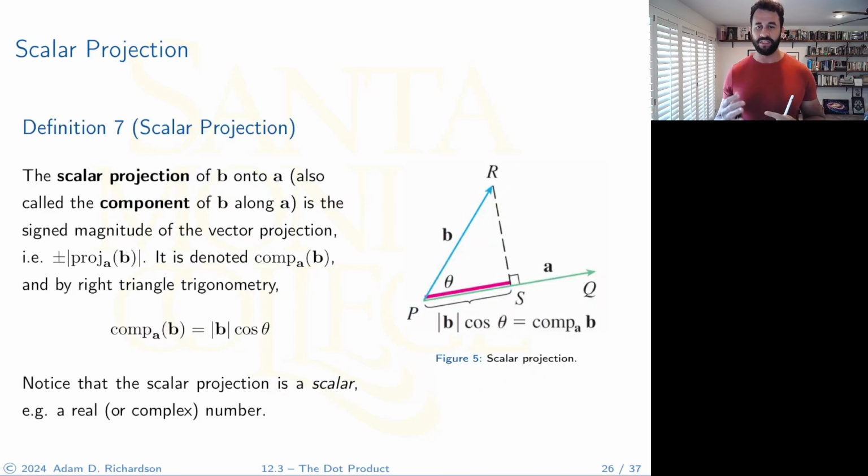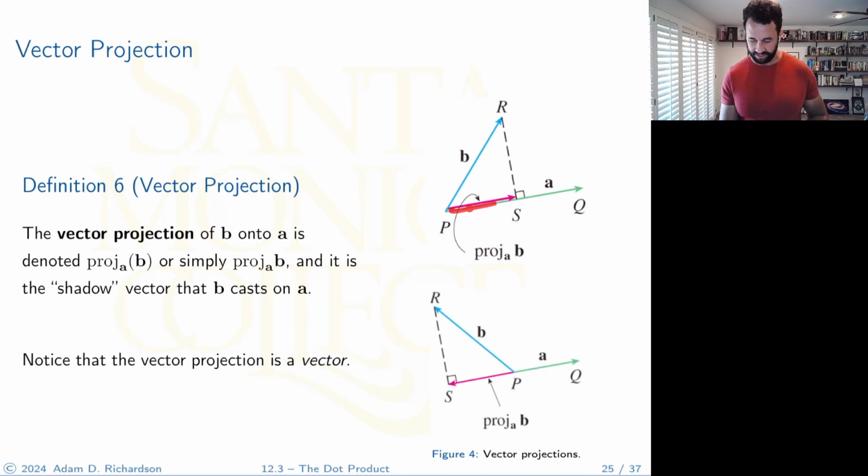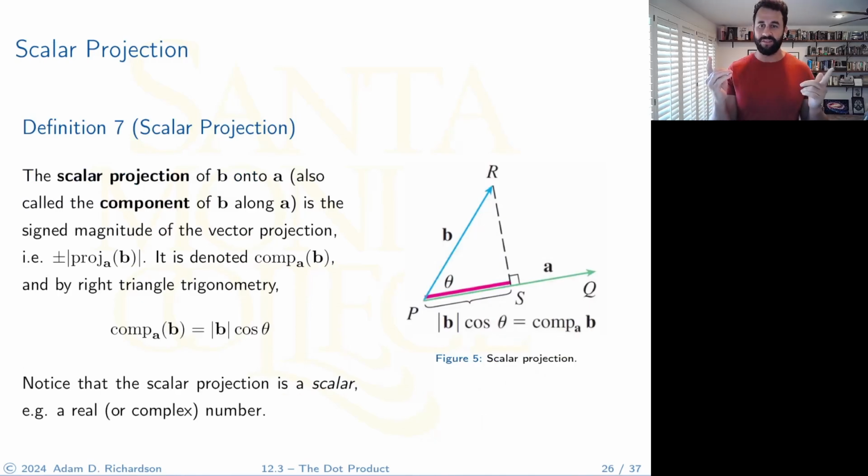Now compare this to the scalar projection. Luckily, the scalar projection is also very simple. The scalar projection of B onto A, also called the component of B along A, is just the magnitude of the vector projection, except it could be positive or negative. That's it. So the vector projection is the shadow vector. The scalar projection is the length of that shadow vector, plus or minus depending on the relationship between the two vectors. That's really all it is, right?